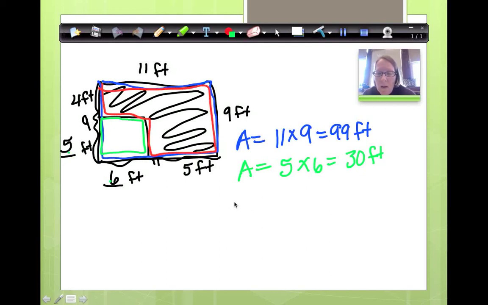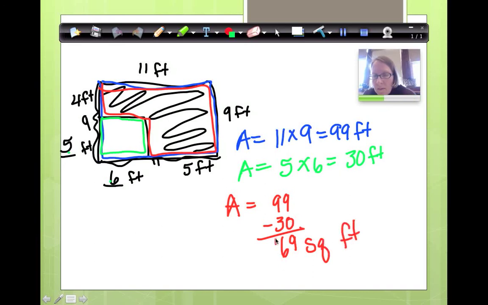Well, I'm going to have to do some takeaway. I've got to take this box out of that. I'm going to do 99, take away 30. And what do I have? 69 square feet. It's the area of the red shape, or the shaded red shape.